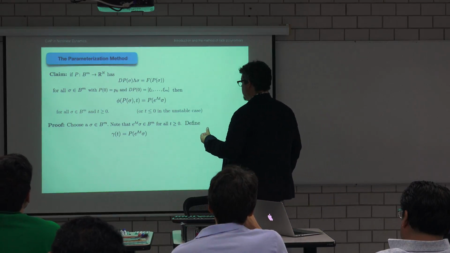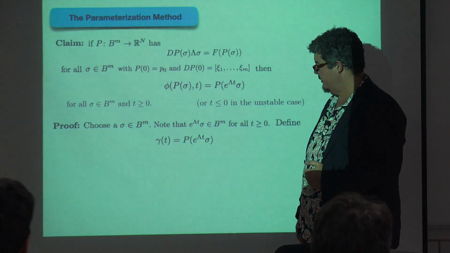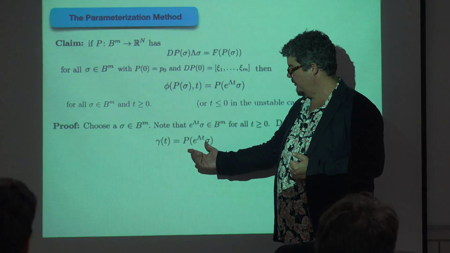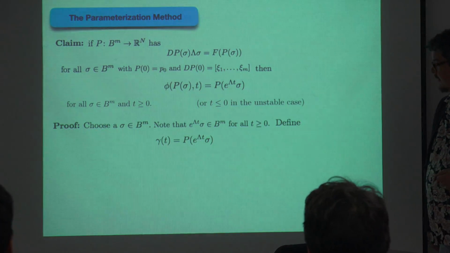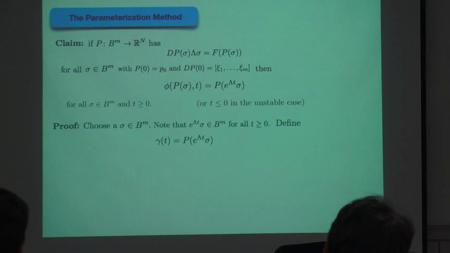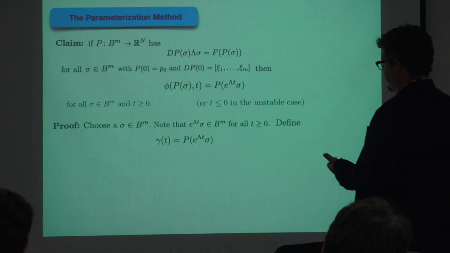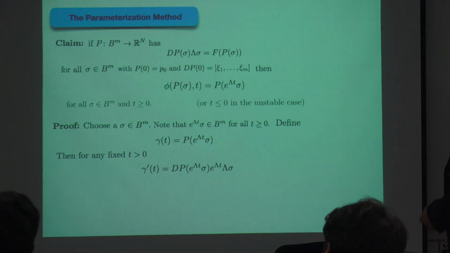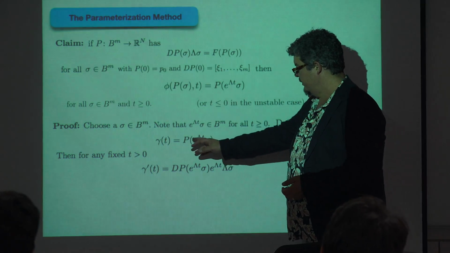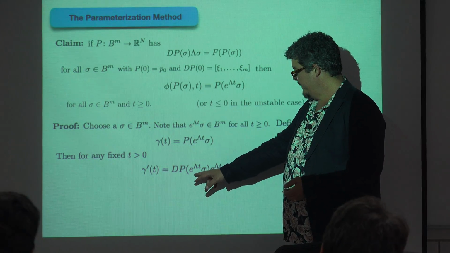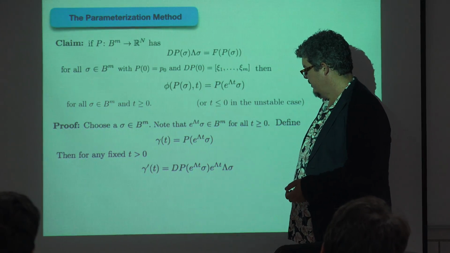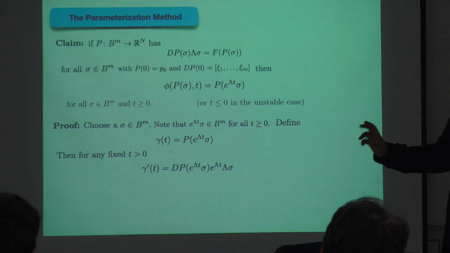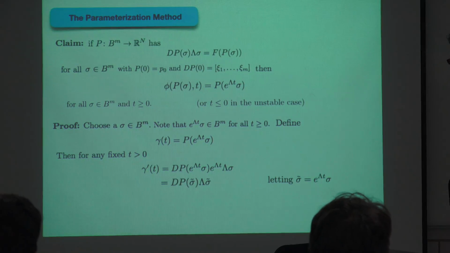So let me lift that curve up into the phase space. I'm going to define a new curve in R^n. It's just the image of this curve down in the parameter space. Now let's differentiate that gamma. What I want to show you is that this gamma solves the differential equation. First, take the derivative of gamma. By the chain rule, what is that? You'll have a derivative of P at e to the lambda t sigma. Then you have the derivative of the inside, which is this. Lambda is diagonal, so these things commute.